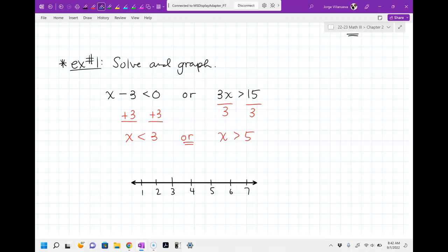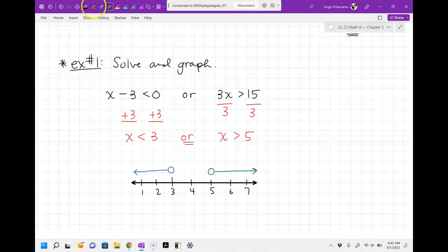Open or solid? It's open, right? Which way do I go, left or right? Left, because it says less than. All right, good. Next one, x greater than 5. Is that open or solid? Open at 5. And which way do I go? To the right. And I'm done.